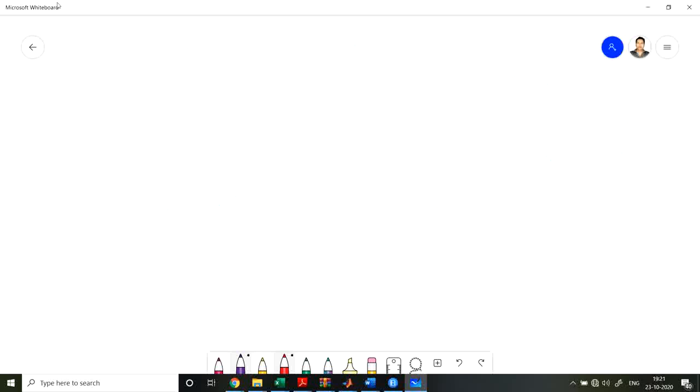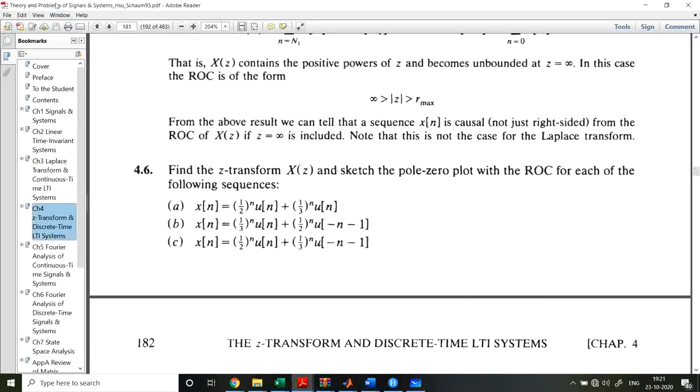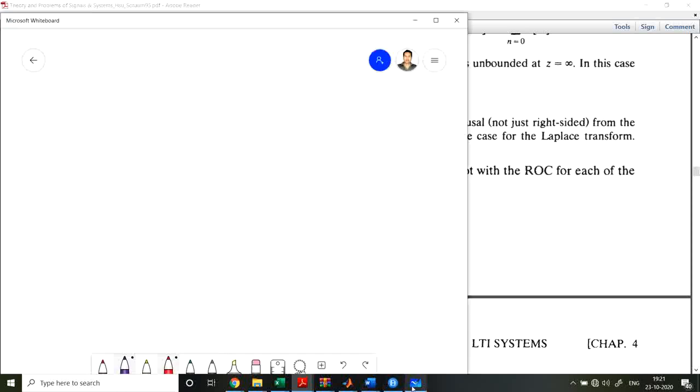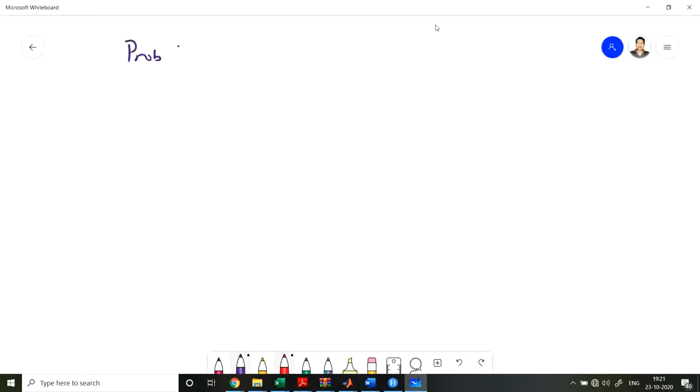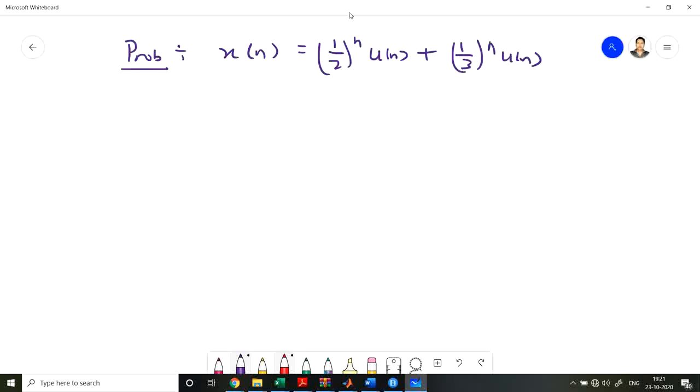So let us solve this problem. The x[n] is given as (1/2) raised to the power n u[n] plus (1/3) raised to the power n u[n]. So let us solve this problem.